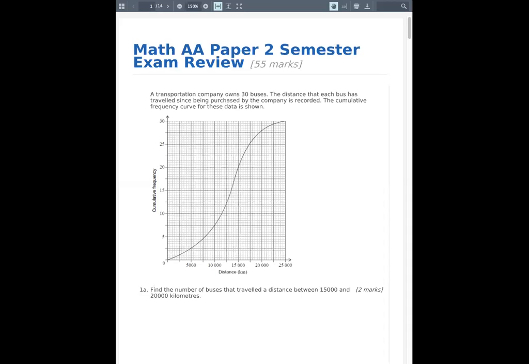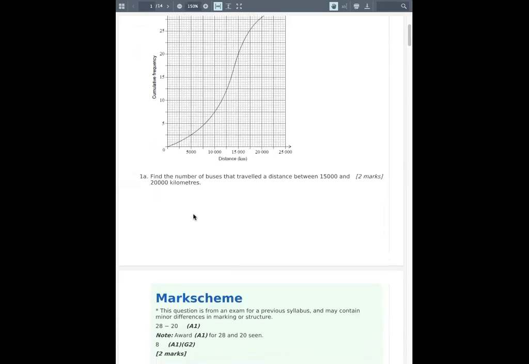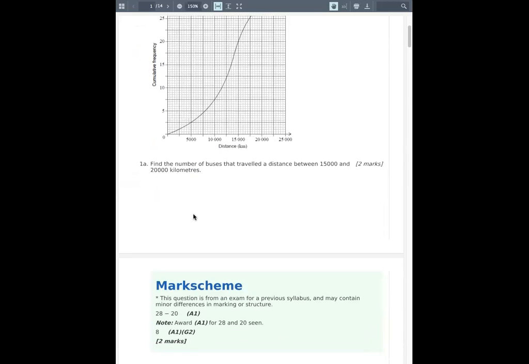All right. A transportation company owns 30 buses. The distance that each bus has traveled since being purchased by the company is recorded. The cumulative frequency curve for these data is shown. Find the number of buses that traveled a distance between 15,000 and 20,000 kilometers.